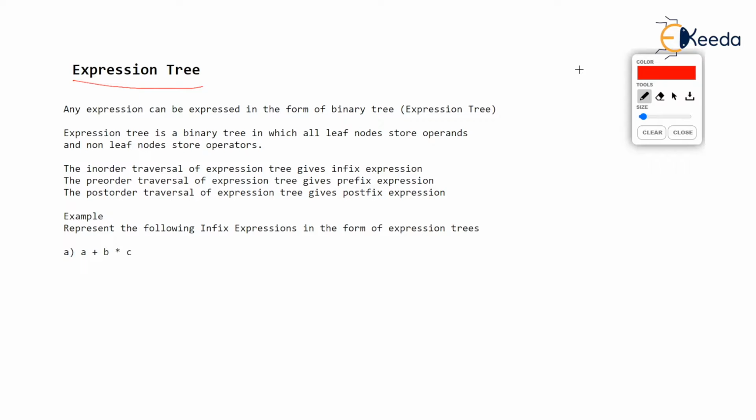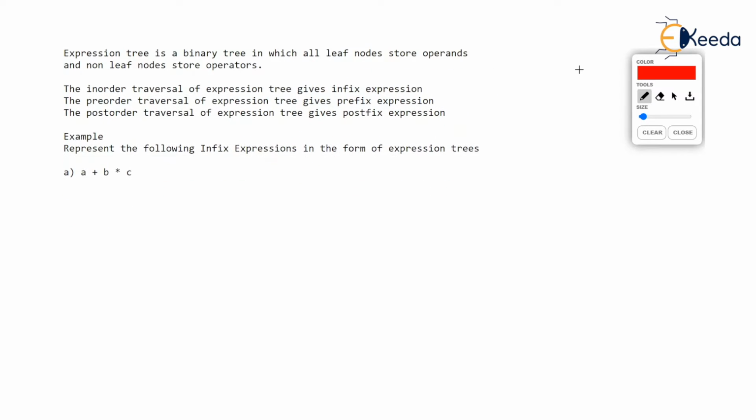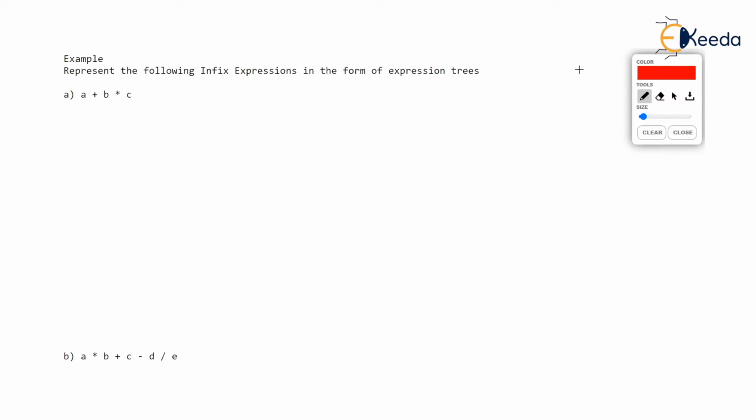Now, actually, expression tree is nothing but binary tree. Check these two words. I have not written binary search tree. Be careful. It is a binary tree which stores the expressions. Now, any expression can be expressed in the form of binary tree, and that binary tree is called as expression tree. Before we read the definitions, let's see with an example what is an expression tree.